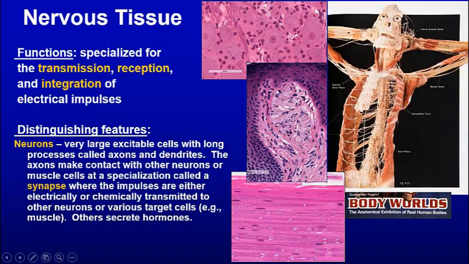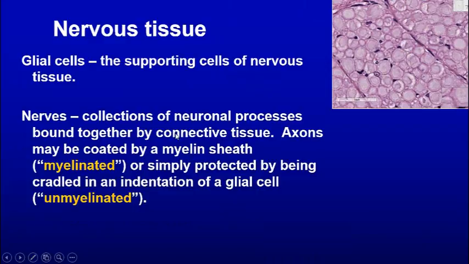Reception, you need some kind of receptors to be able to feel or taste or smell or hear. And then you also need integration, somehow to integrate it so you know what to do about it once you get that signal. Now, glial cells are support cells of the nervous system, so they support cells that we see.